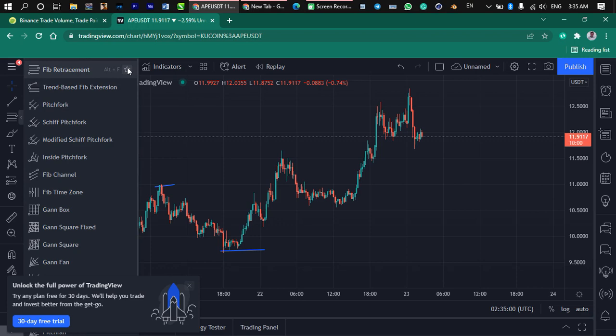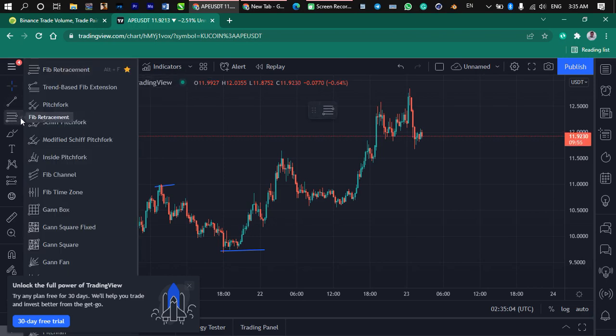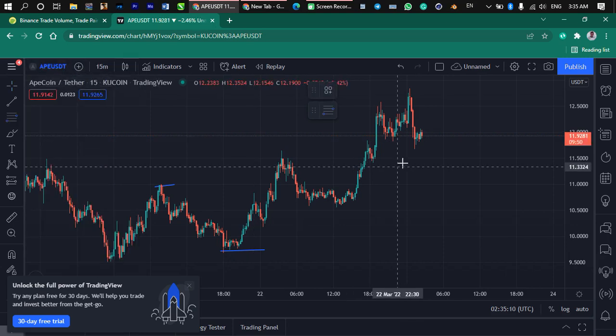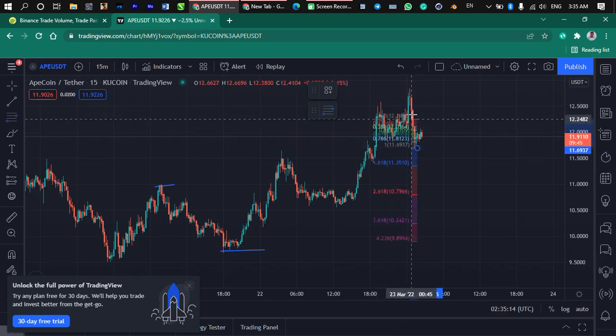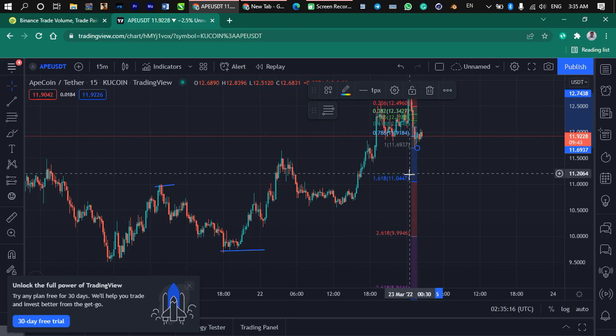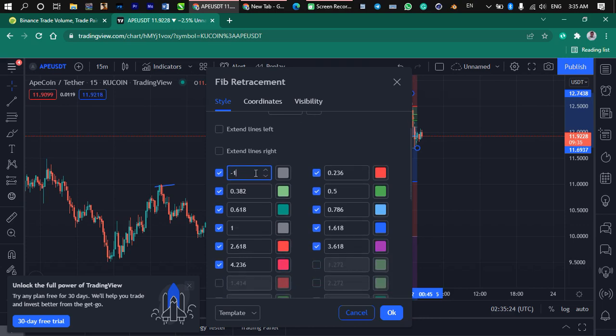So we'll be making use of fib retracement. Just click this place, you see it, fib retracement. What you need to do is to start, then click on fib retracement. Then I have to do some form of configuration. So click on settings.